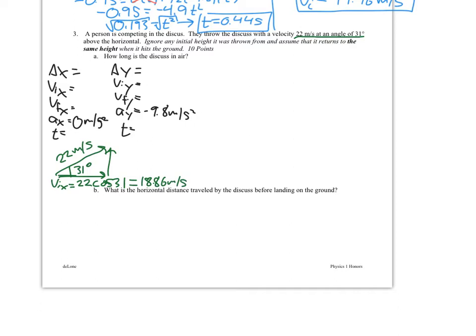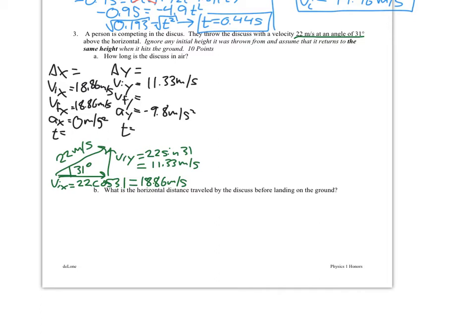And in the y, it's going to be 22 sine of 31, which gives me a y component here of 11.33 meters per second. So I can go ahead and plug those two in here. So this is going to be 18.86. And that's also going to be the final, because of course it's traveling at a constant speed in the x direction. And then in the y, it's going to be 11.33 meters per second.